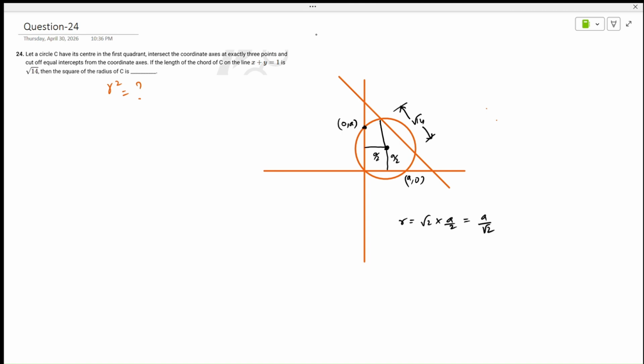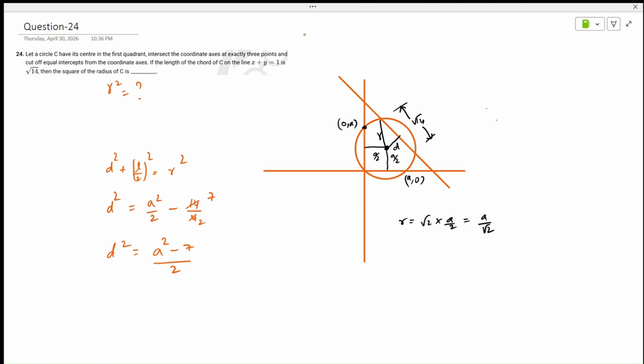There is a relation between this length of chord, distance of the chord from center, and radius, which is d square plus L by 2 whole square is equal to r square. So d square is equal to radius, which is a by root 2, a square by 2, minus L by 2 whole square. L is root 14, so root 14 by 2 whole square is 14 by 4, which is 7 by 2. So d square is equal to a square by 2 minus 7 by 2.